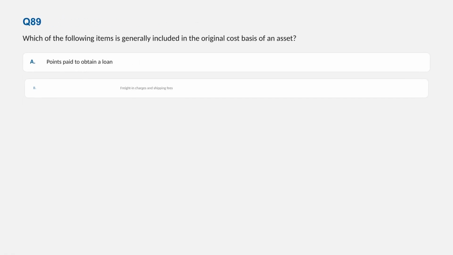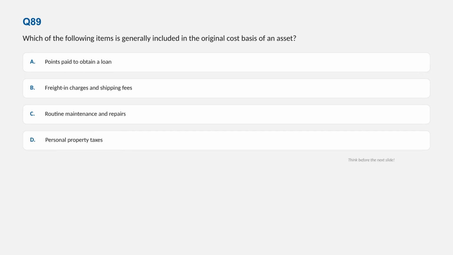Alright, let's move to question 89. Which of the following items is generally included in the original cost basis of an asset? A. Points paid to obtain a loan. B. Freight charges and shipping fees. C. Routine maintenance and repairs. D. Personal property taxes.